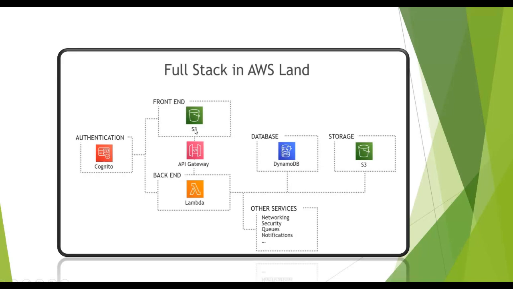In the front end we are using S3, in the back end it supports Lambda functions, and we are using DynamoDB for the databases. For storage we are using the S3 bucket. It also supports other services like networking, security, queues and notifications. This is how full stack in AWS Amplify works. It provides authentication, database, storage, networking and API gateways, and also provides security.